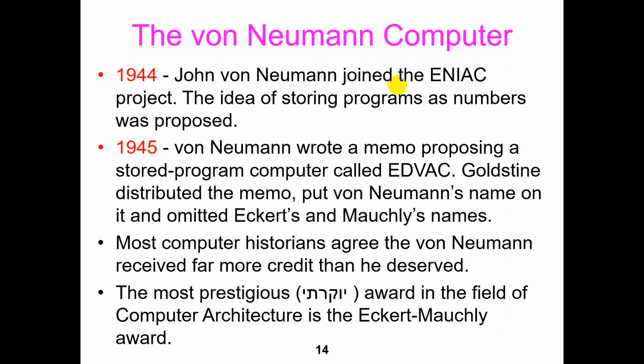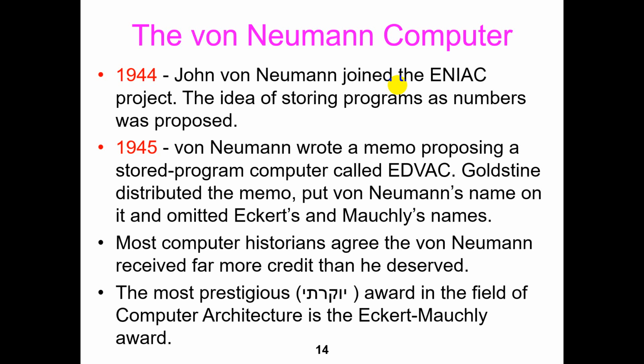The von Neumann computer. In 1944, John von Neumann joined the ENIAC project. The idea of storing programs as numbers was proposed. In 1945, von Neumann wrote a memo proposing a stored program computer called EDVAC. Goldstine distributed the memo, put von Neumann's name on it, and omitted Eckert and Mauchly's names. Most computer historians agree that von Neumann received far more credit than he deserved.